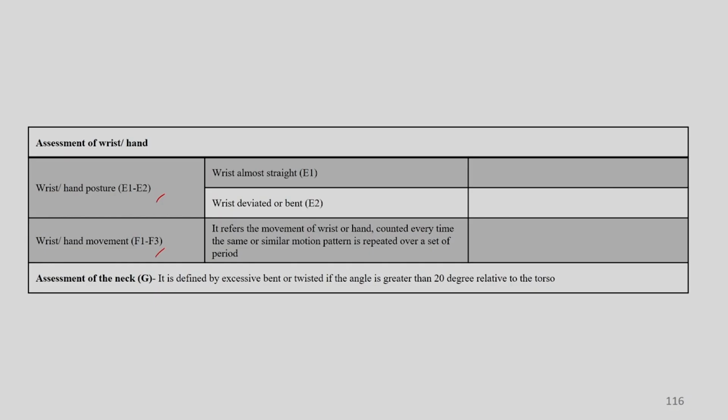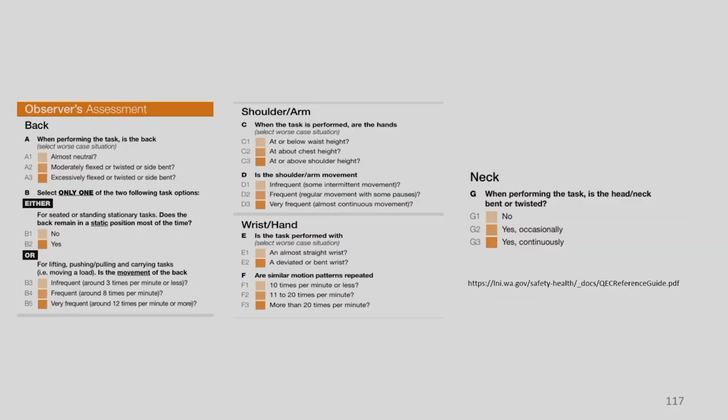So this is the first part. So this is the observer's assessment. You have to tick here. So here you can see that select only one, either B1, B2 or B3 to B5. If you read, you can understand why. Because B3, B4, B5 are only for lifting, pushing, pulling and carrying, whereas this is for static or repetitive. So either you say yes or no, or if you are doing lifting, pulling, pushing, then this is the definition and accordingly you have to tick one.